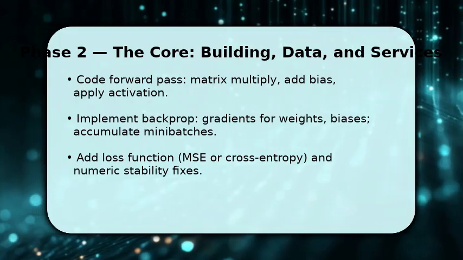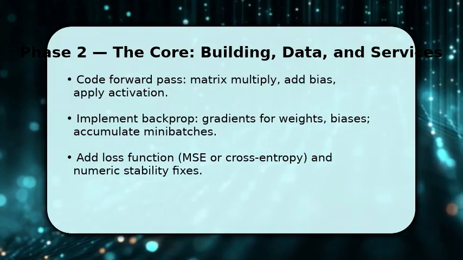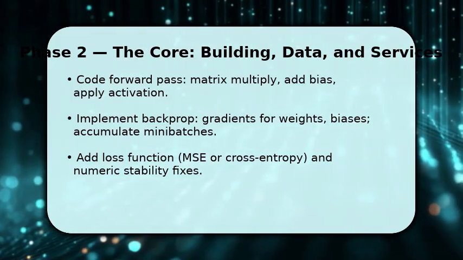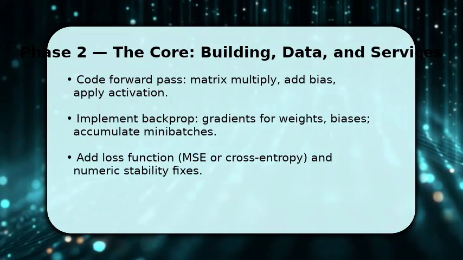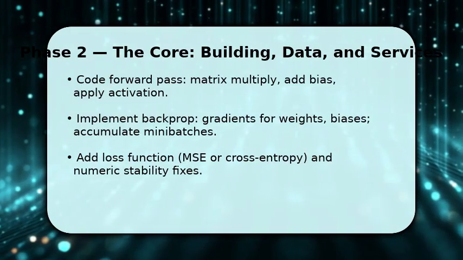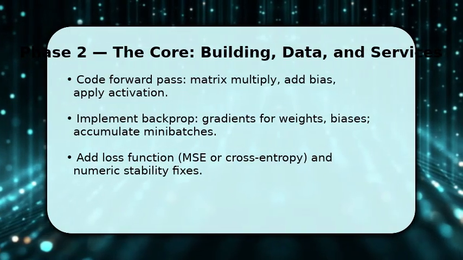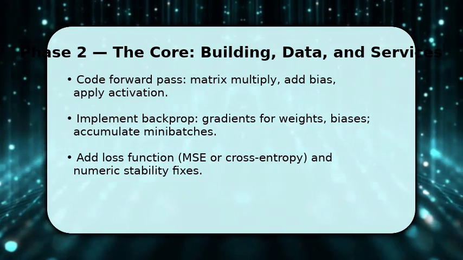Next, derive and code backpropagation for each layer, compute gradients for weights and biases, then support minibatch accumulation to stabilize updates. Also add a loss function such as mean squared error or cross-entropy, and include numerical stability tricks like clamping or log-sum-exp. Once complete, tie these into a training loop and test with a tiny dataset.